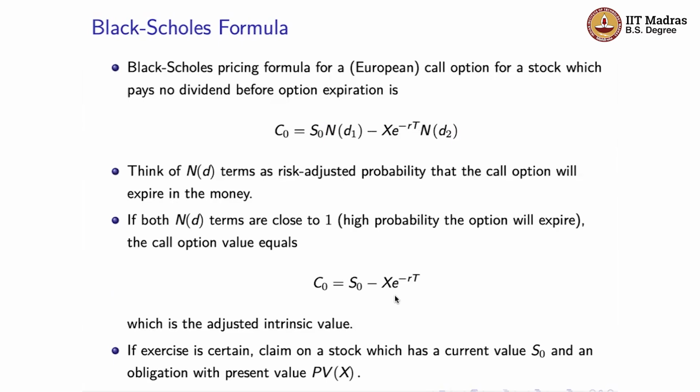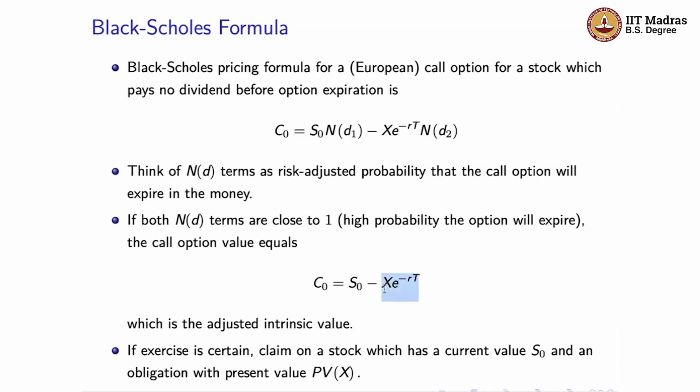So what's the interpretation in this scenario? That if you are certain that the call option is going to be exercised, right? Then this is as if you are basically owning a claim on a stock, right? Which again has a current value of S0, and you know that in T amount of time you're going to be paying out X, which is the strike price. So therefore, from today's perspective, this is the present value of X, right? And so that's this term that you see here, right?